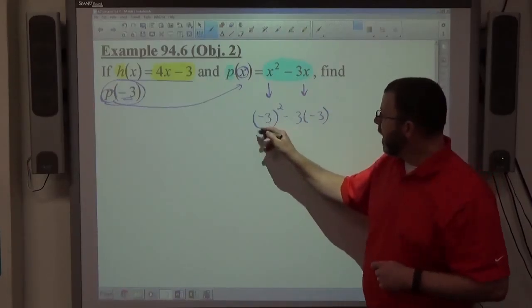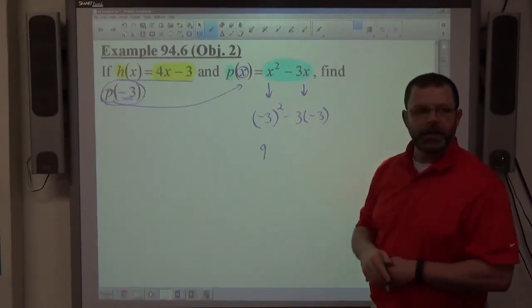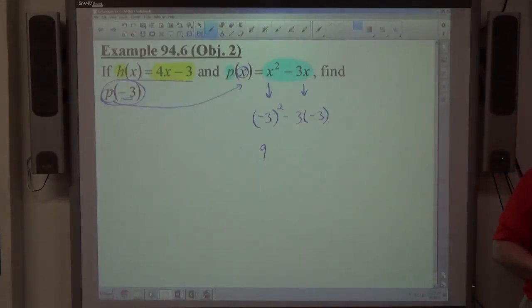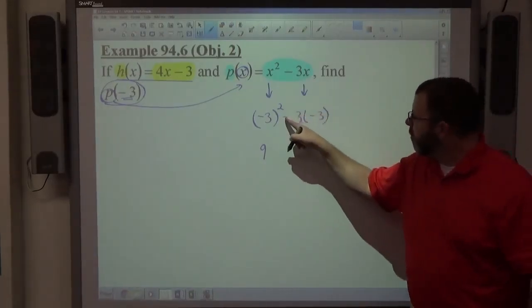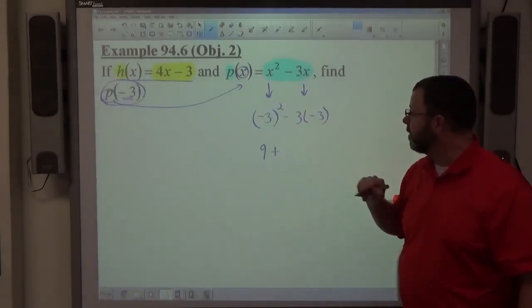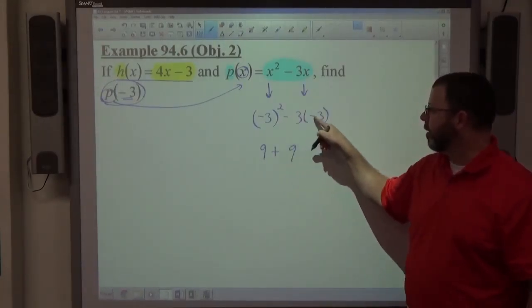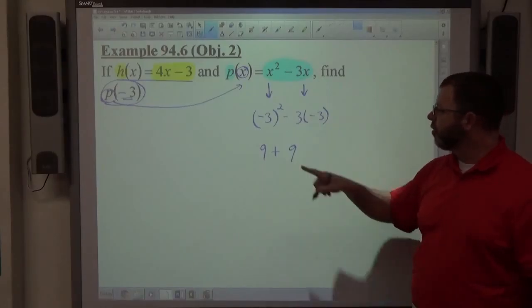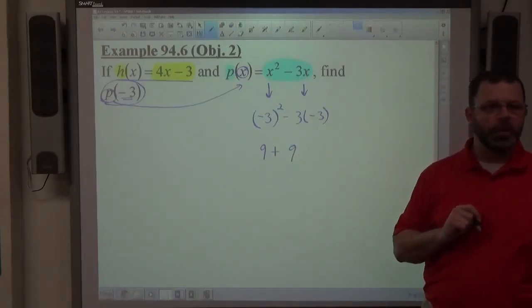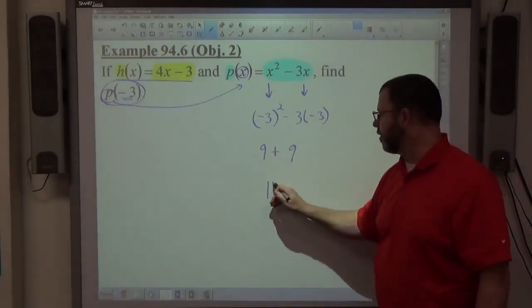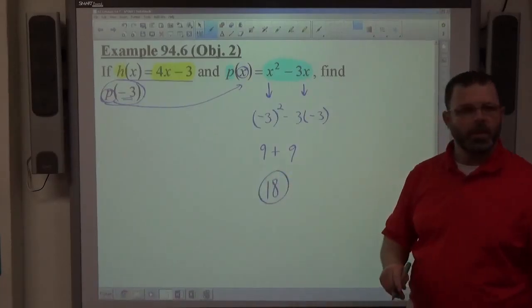So negative 3 squared is going to be positive 9, because again the minus sign and the 3 are both being squared. Two minuses make a plus, 3 times 3 is 9. Minus becomes a plus, 3 times 3 makes 9, because two minuses make a plus. Subtraction can change to addition, it doesn't change to multiplication. 9 plus 9 equals 18, there's my answer.